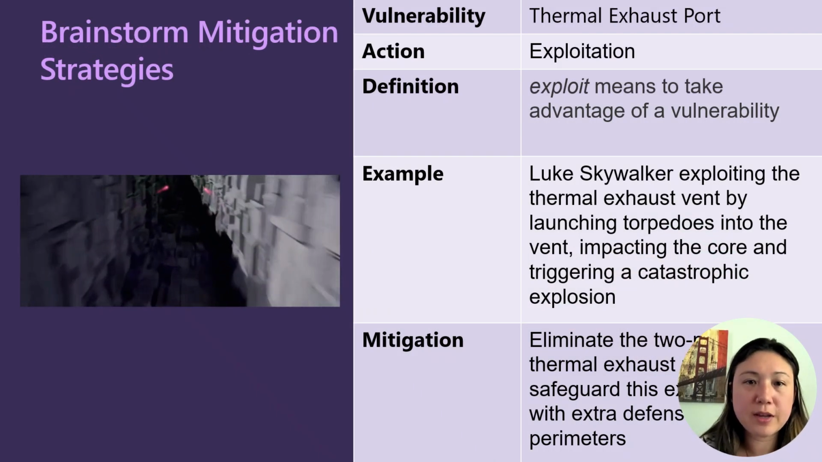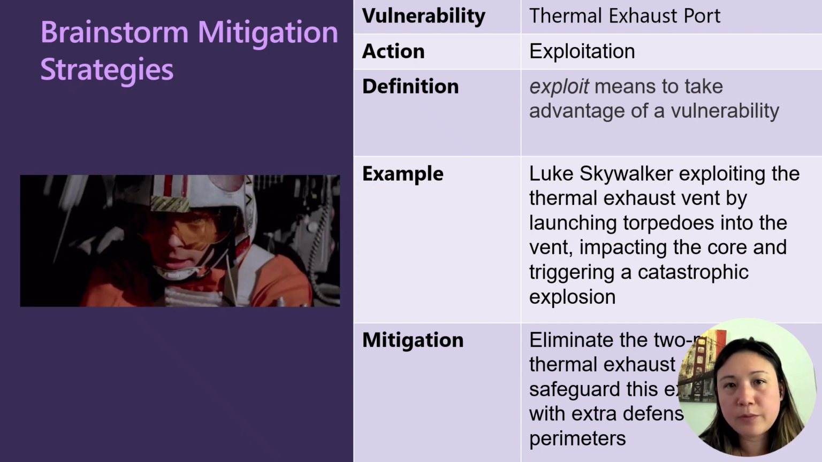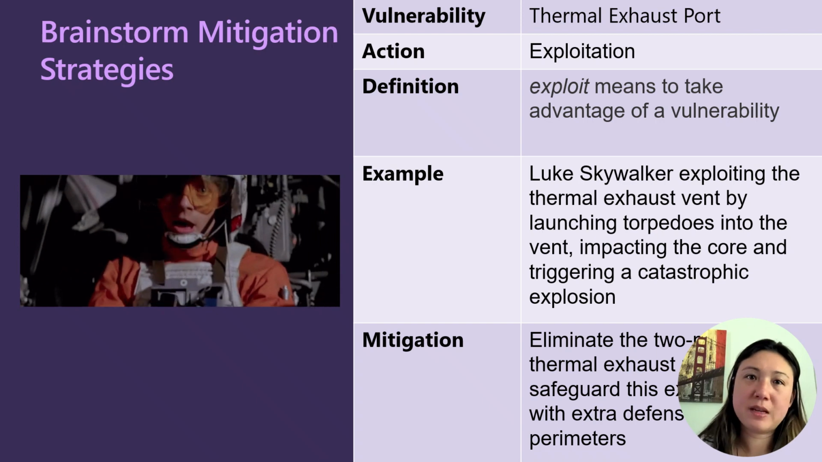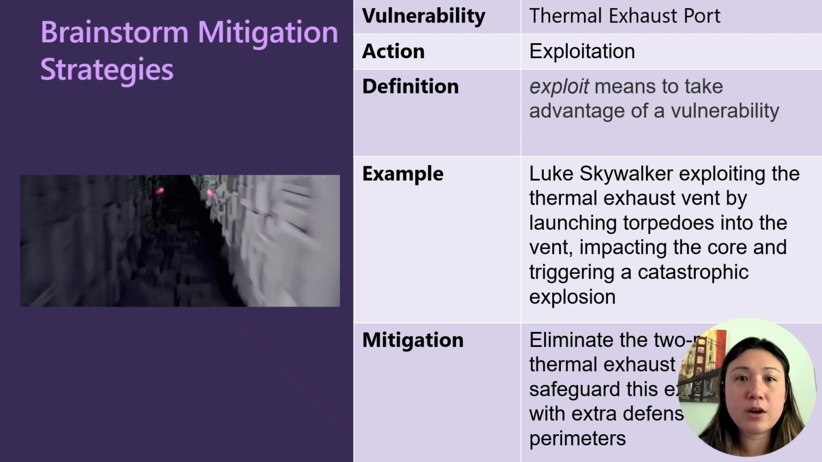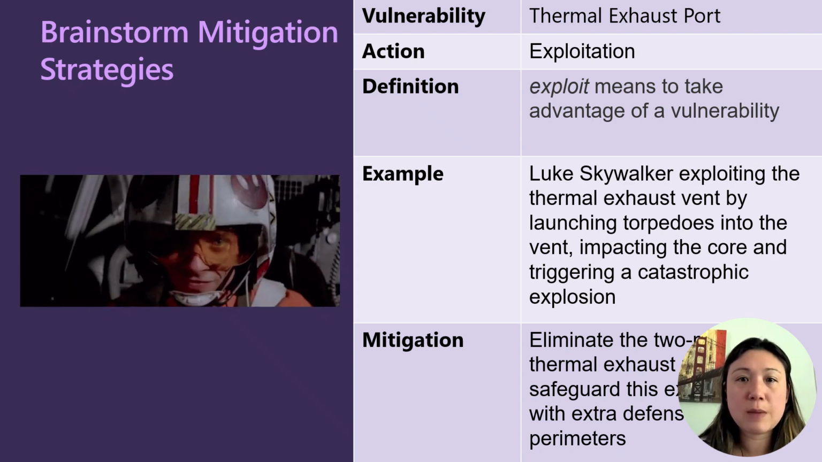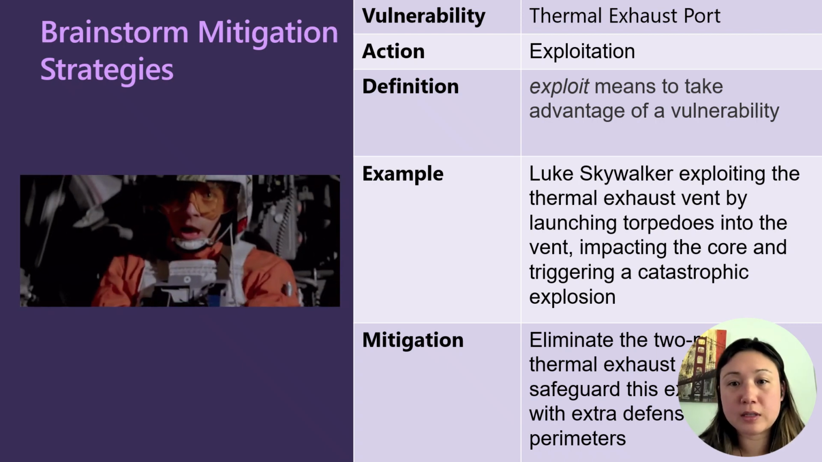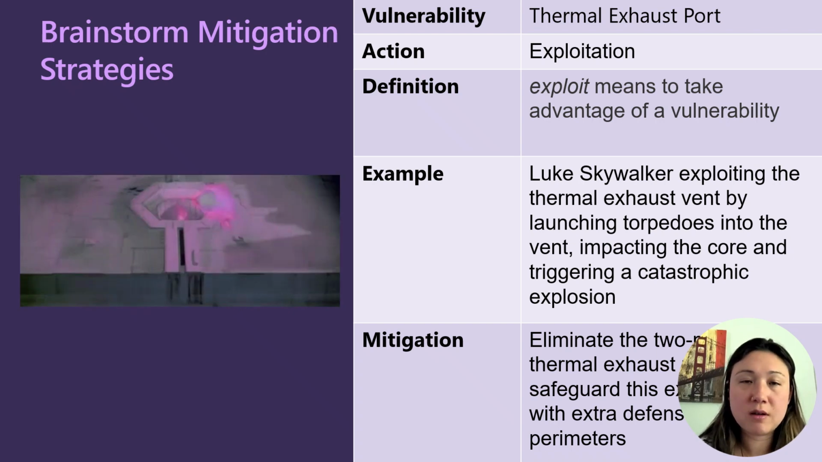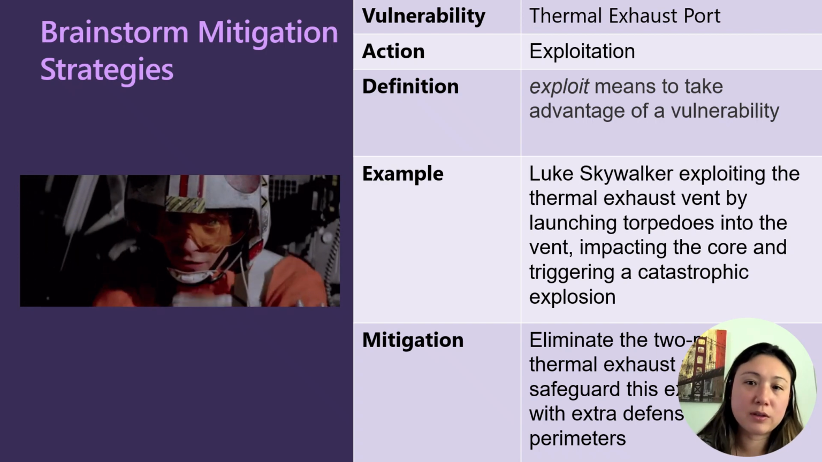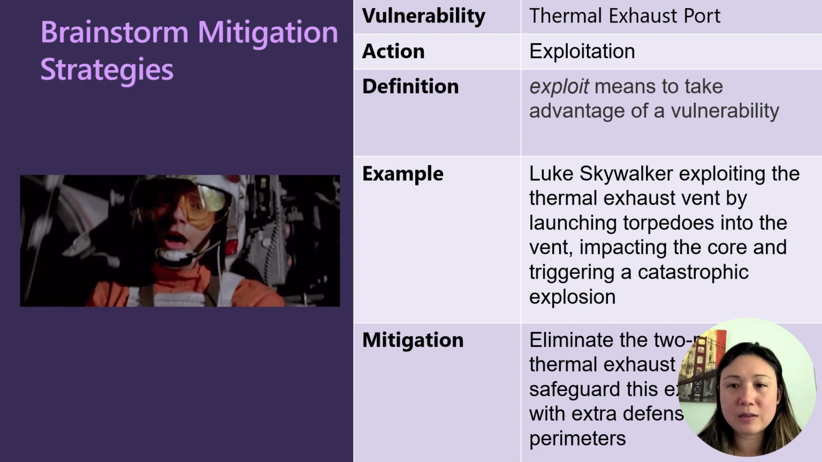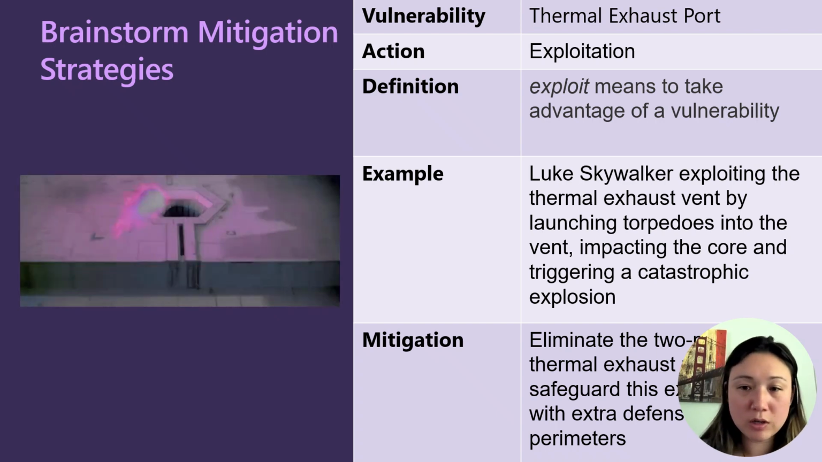Now let's jump into brainstorming mitigation strategies for the identified threats from the previous section. Before we get into it, let's do a little bit of defining here. A vulnerability is any weakness, known or unknown, in a system, process, or other entity that could lead to its security being compromised by a threat. In this case, the vulnerability will be the thermal exhaust port, and this is an act of exploitation. An exploit means to take advantage of a vulnerability. In this example, Luke Skywalker exploiting the thermal exhaust vent by launching torpedoes into the vent, impacting the core and triggering a catastrophic explosion comes to mind.